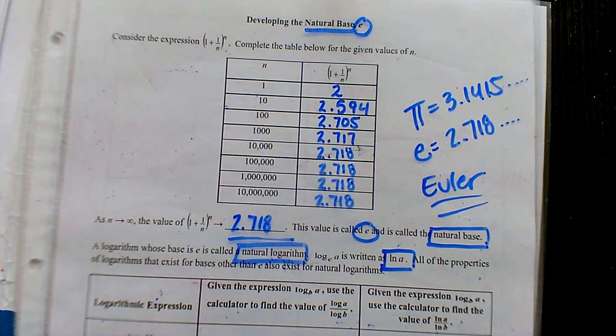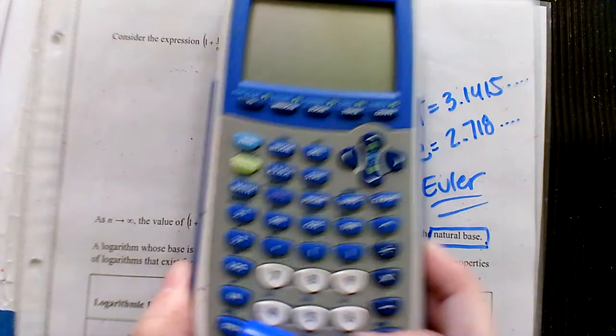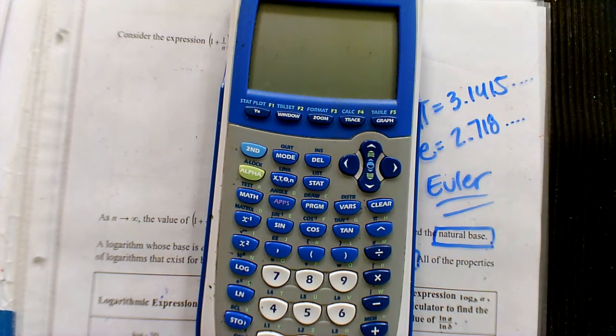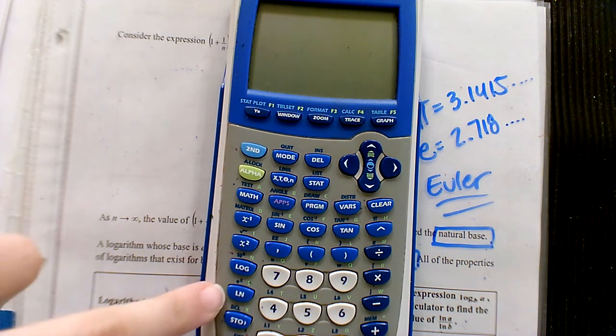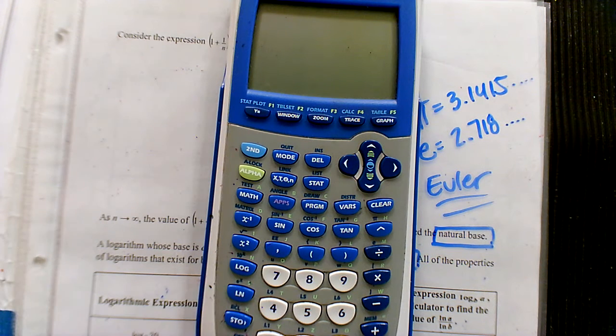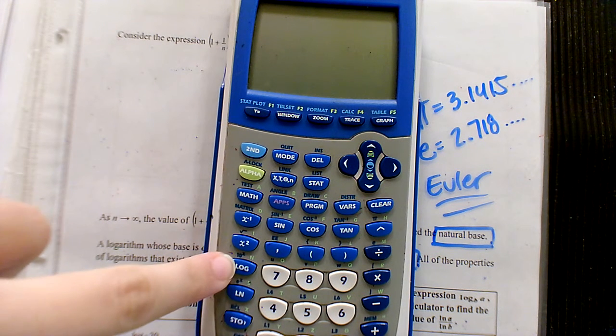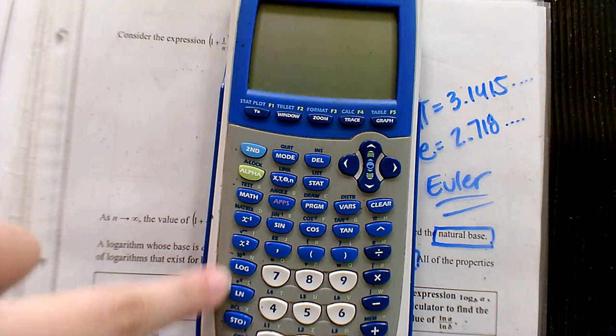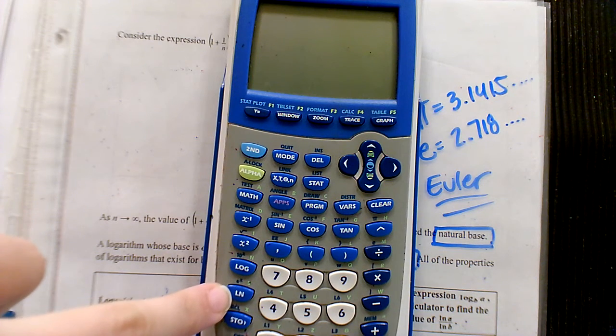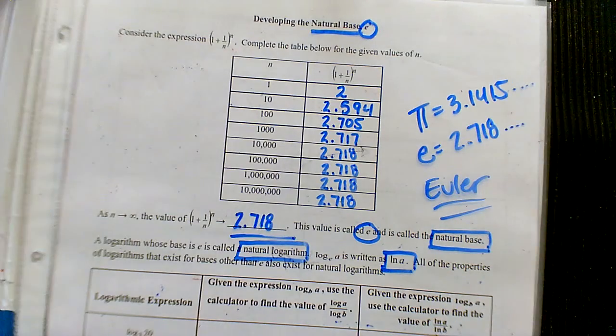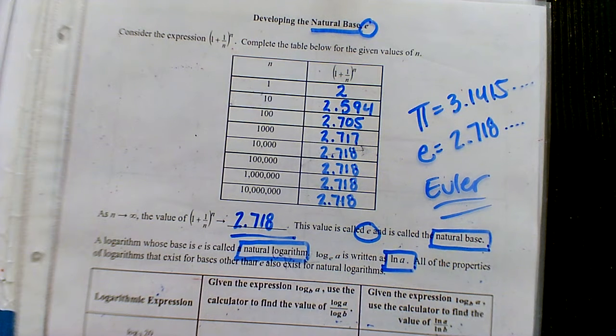So whenever we're dealing with a base of e, we're going to use ln. Do you notice how on your calculator there is an ln button? It's right underneath the log button we were using yesterday. So we have two different types of logs. We have the common log, which is base 10, or we have the natural log, which is the base of e, this 2.718 number.